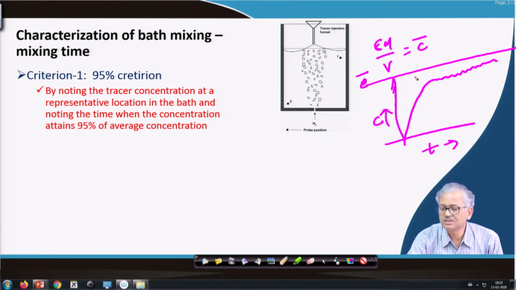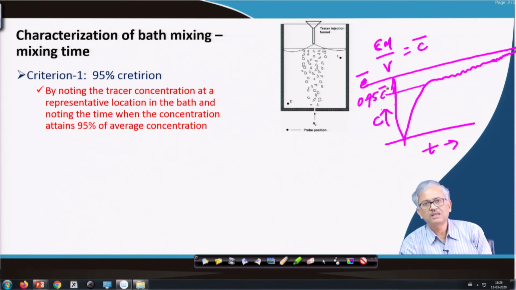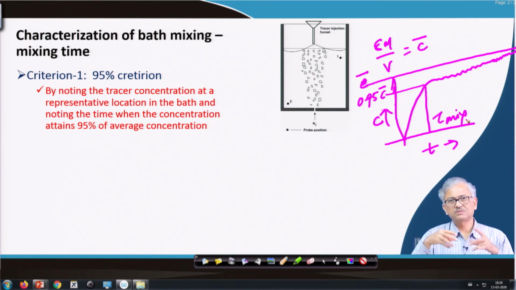Okay, this is the average concentration, and the concentration is increasing, and to reach the average it takes some time, but you can attain some 95%, that is 0.95 of C bar. You can attain 95% of the average concentration at this time, and this is defined as the T mix. So the time required to attain 95% of the average concentration at any location is called the mixing time. So that is the thing.